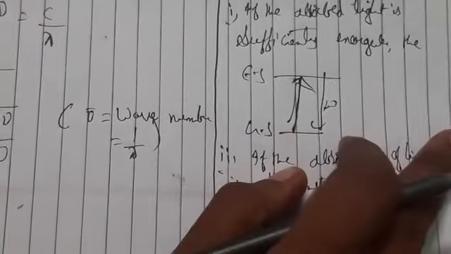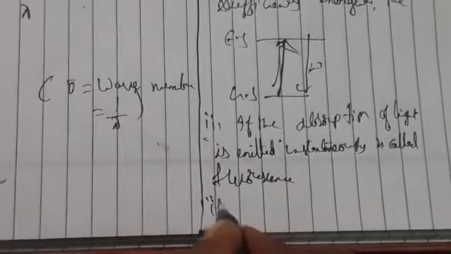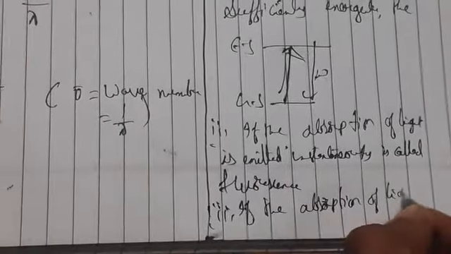Okay, phosphorescence is nothing but this: if the absorption of light is emitted after some time, that one we call phosphorescence. If it happens immediately, we call it fluorescence. If the absorbed light is emitted after some time, we call it phosphorescence. Okay, so this is nothing but the photophysical process.